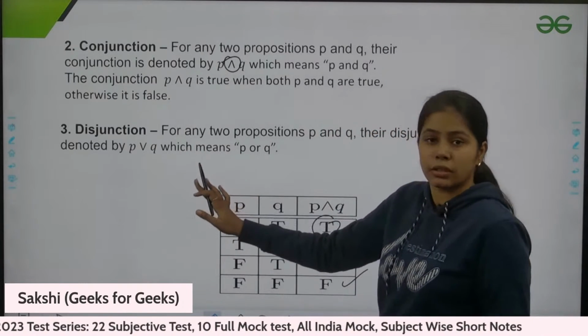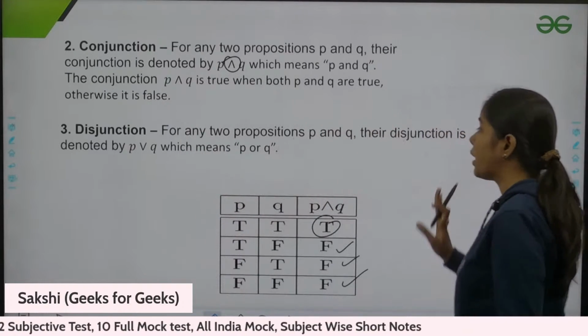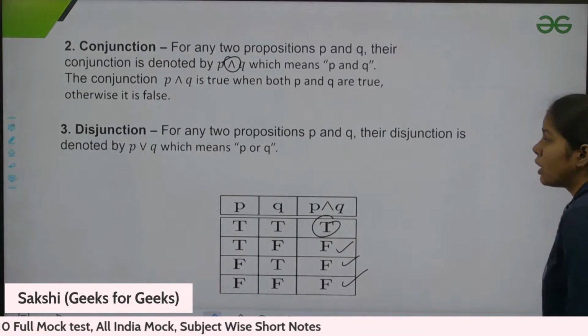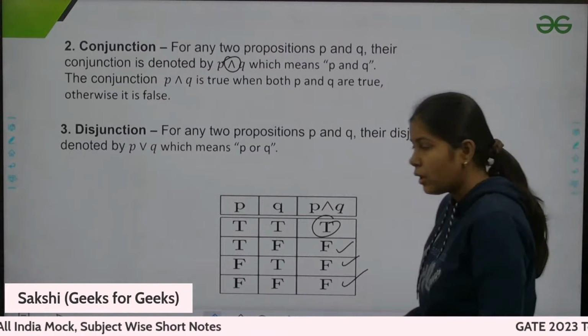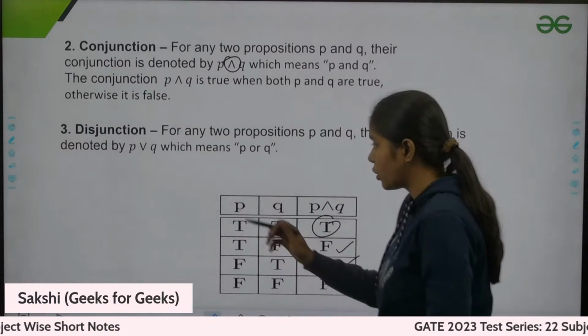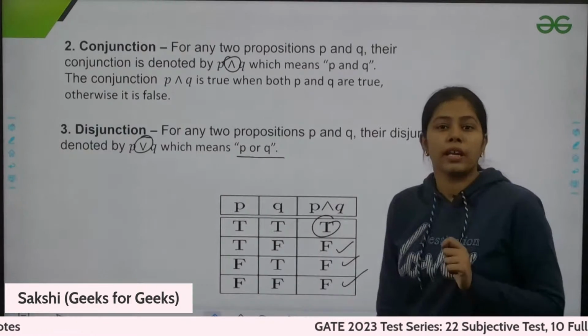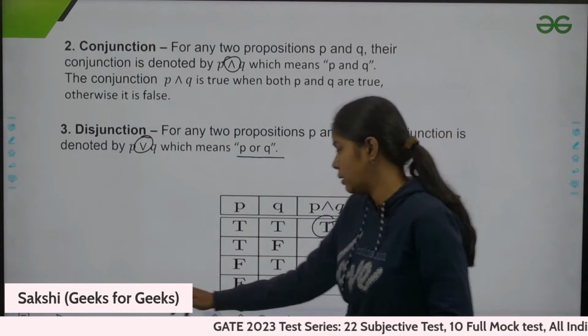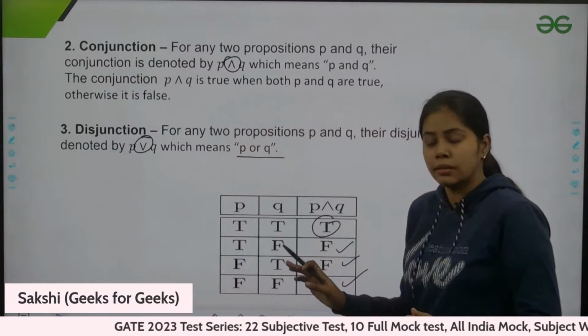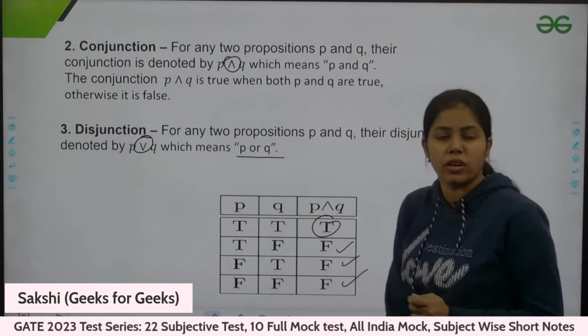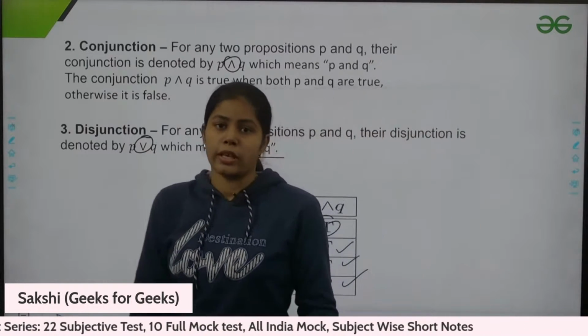And next is disjunction. It says that for any two propositions P and Q, their disjunction is denoted by P or Q. This is the sign for or, which means P or Q. And how can I draw the truth table for this statement? So again, four cases. Just one important thing, why are we getting four cases?